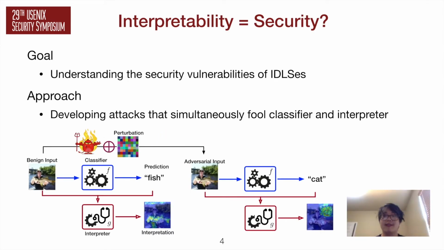In this paper, we take a step towards understanding the security vulnerabilities of interpretable deep learning systems. Our approach is to develop attacks that simultaneously fool the classifier and the interpreter. The diagram here shows the workflow of our attack. Given a benign input of a fish, the adversary adds a tiny perturbation to get an adversarial input. Then, this input will cause the classifier to misclassify it as a cat. And the input also misleads the interpreter to generate a target attribute map.